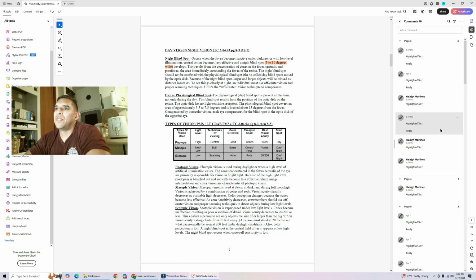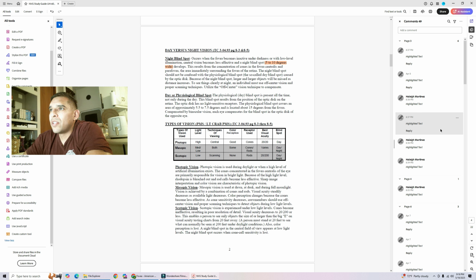Day versus night vision. Night blind spot. Night blind spot occurs when the fovea becomes inactive under darkness or with low-level illumination. Central vision becomes less effective and a night blind spot develops, 5 to 10 degrees wide. This is very important to remember, 5 to 10 degrees wide.